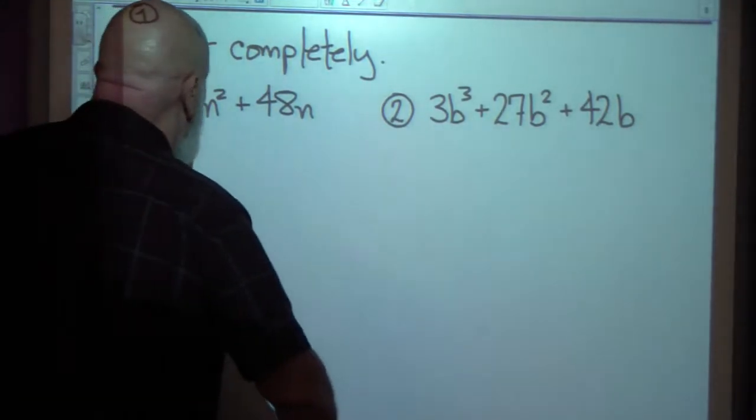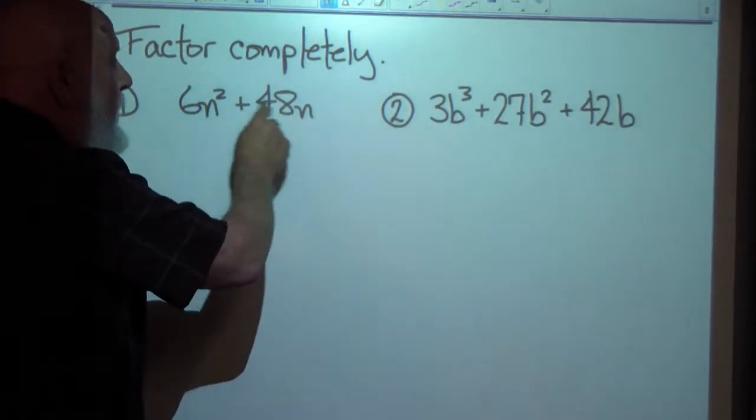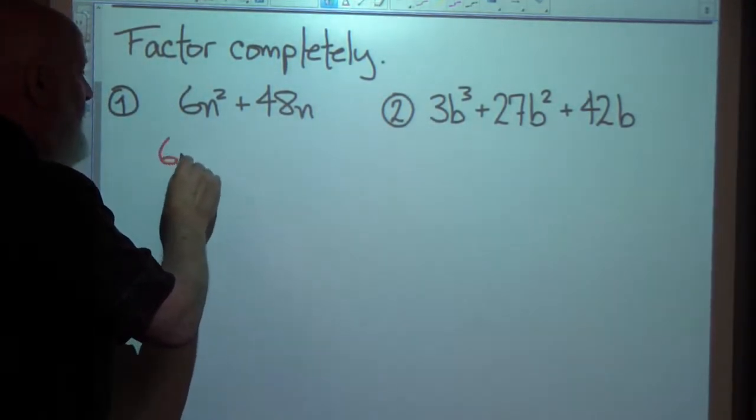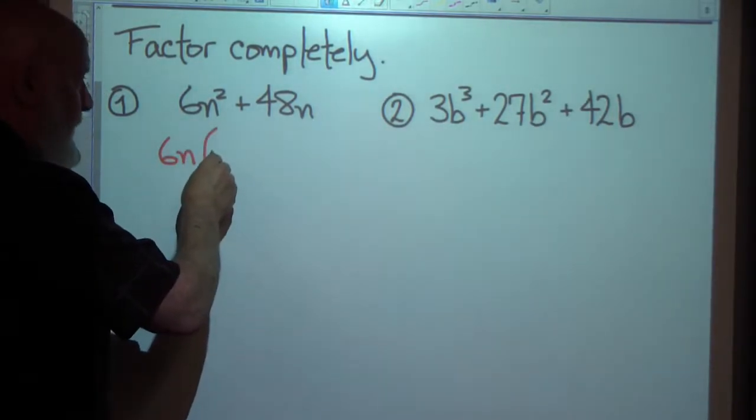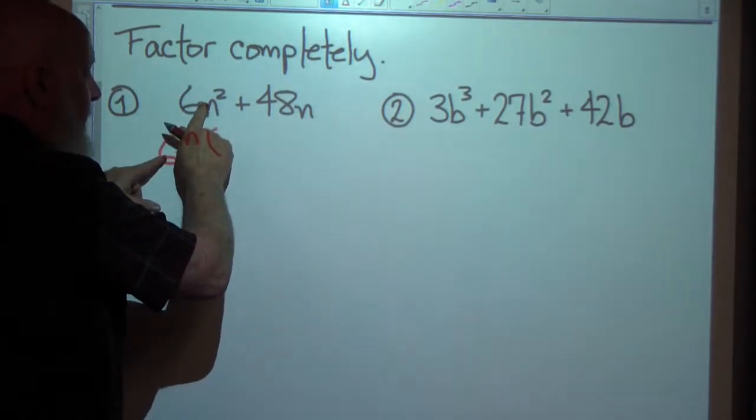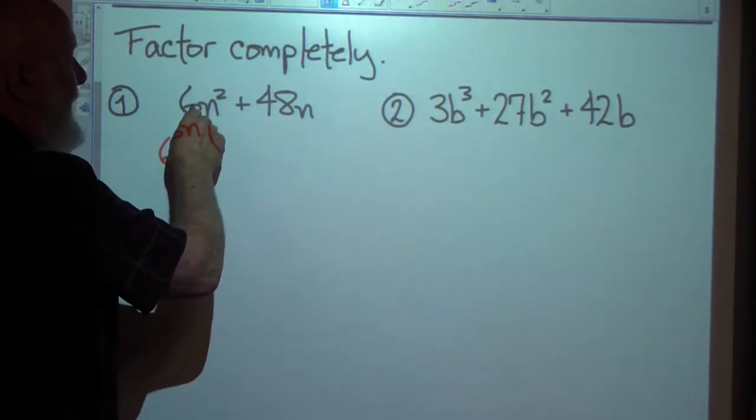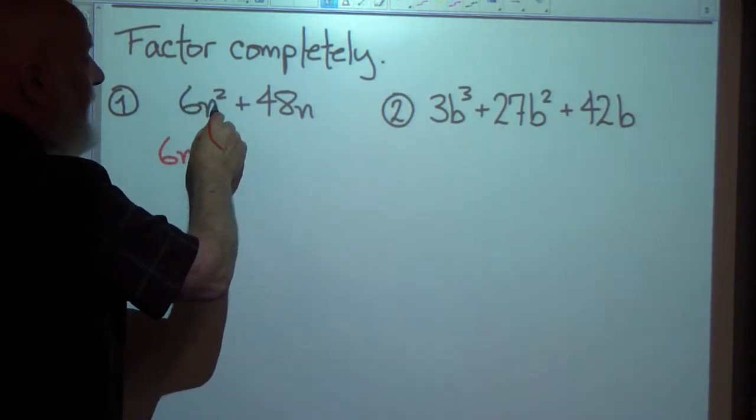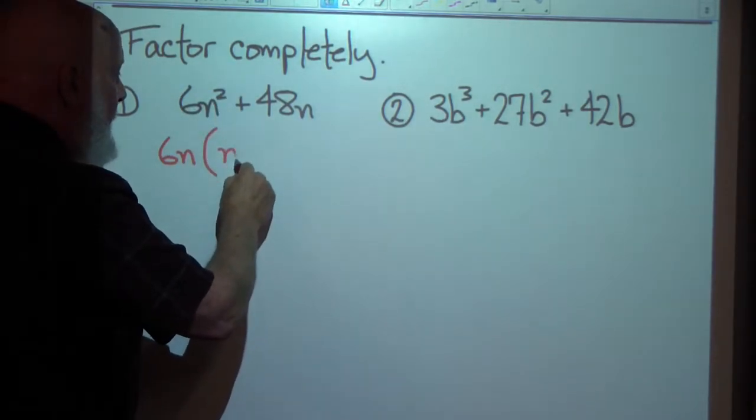So I look at this and I say, well, I want to factor out, they'll both divide by 6, and they both have an n. So I'm going to write that down. That's the greatest common factor. I'm going to open up a parenthesis, and then term by term, each one of these terms I'm going to divide by 6 and n. If I divide this by 6, it turns into a 1. If I divide that by n, it leaves the other n. So this just gives me n.